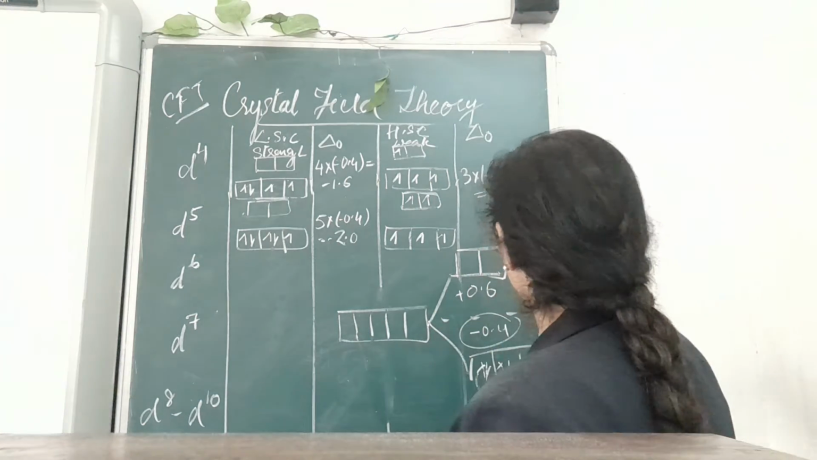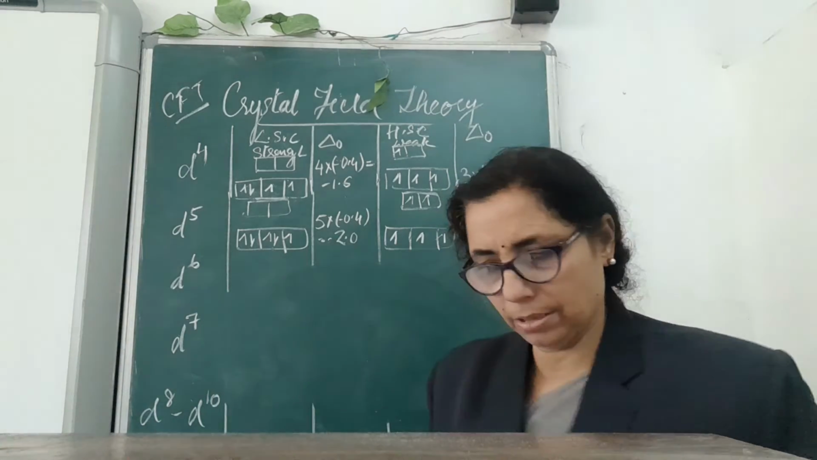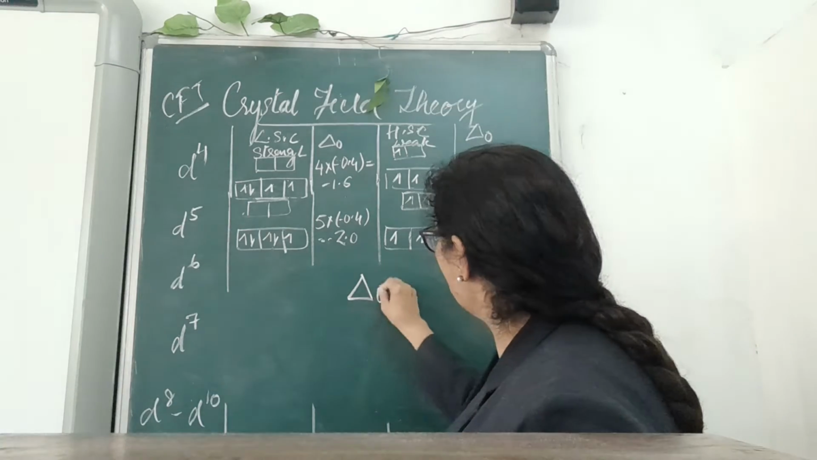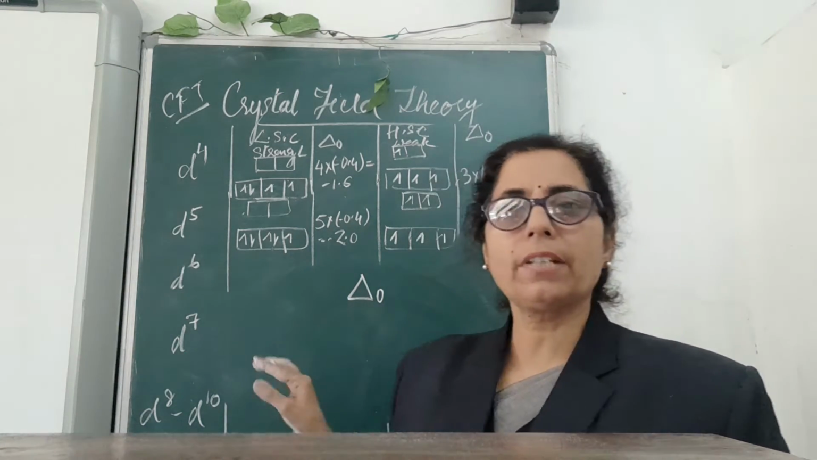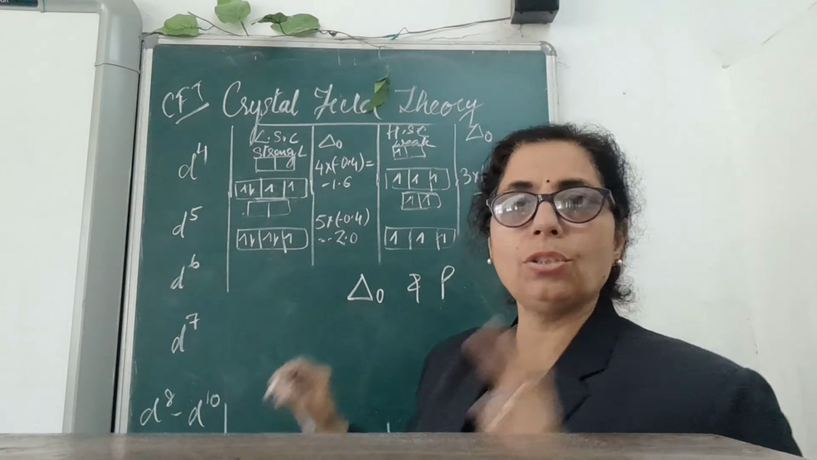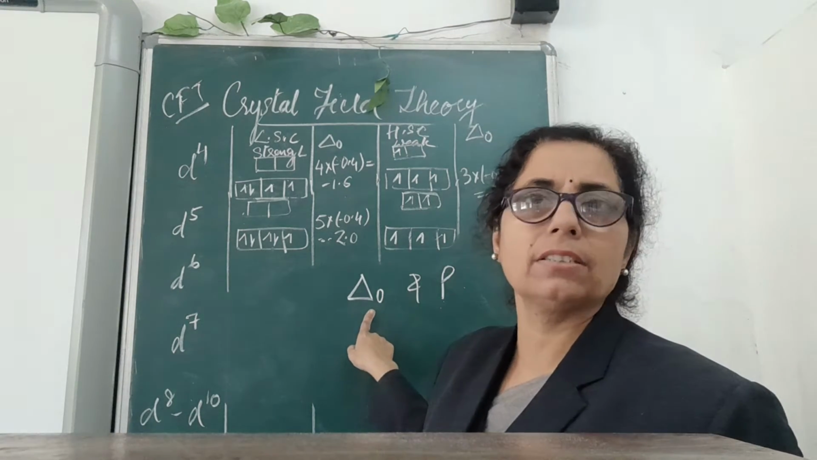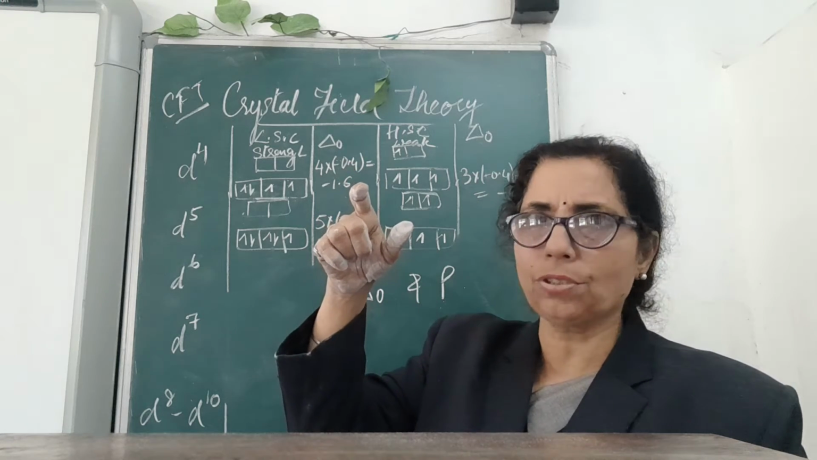Now one more point that you should know is the concept between the values. This value you will find out, this value is delta naught, that is the change in energy concept of octahedral complex, and pairing energy. Two energies are there. This is the splitting energy, that splits the two orbitals into two parts.